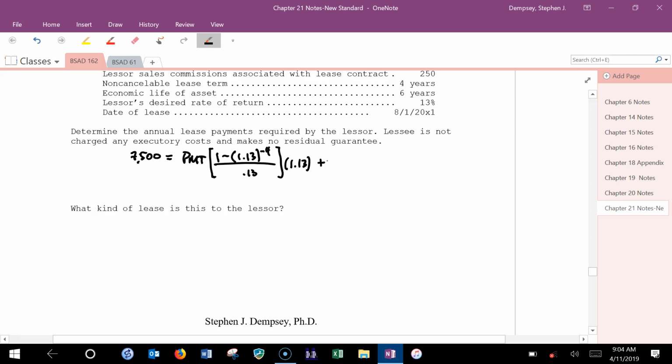Plus, the lessor is estimating a residual value of $2,000 for this asset. Yeah, 75% is contractually promised back by the insurance company, but they're still expecting $2,000 value coming back in this problem. So the residual value full amount would be $2,000, and that would be discounted back at the 13%.